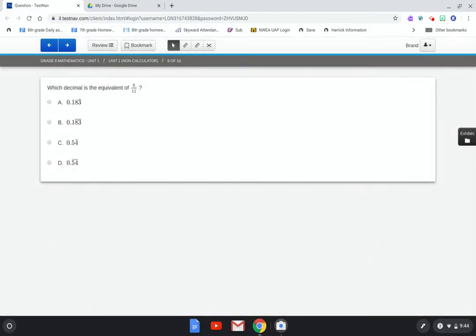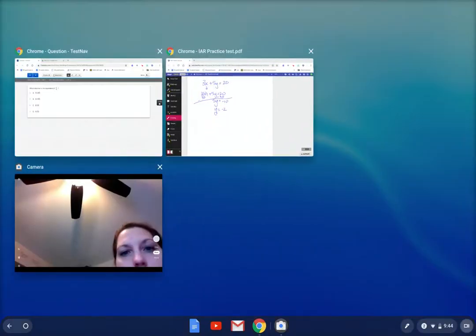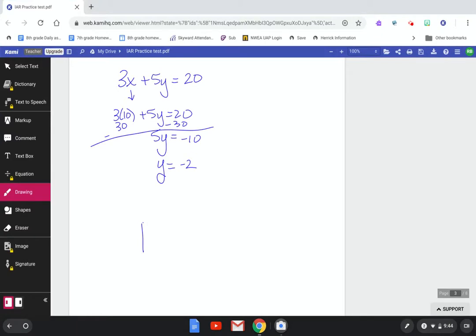Okay, 6 divided by 11. So this one, we just need to do some old-fashioned division. So 6 divided by 11. Well, 11 does not go into 6, so we put a 0 there. 11 does go into 60 5 times, and you get 55. When you subtract 60 minus 55, you get 5.